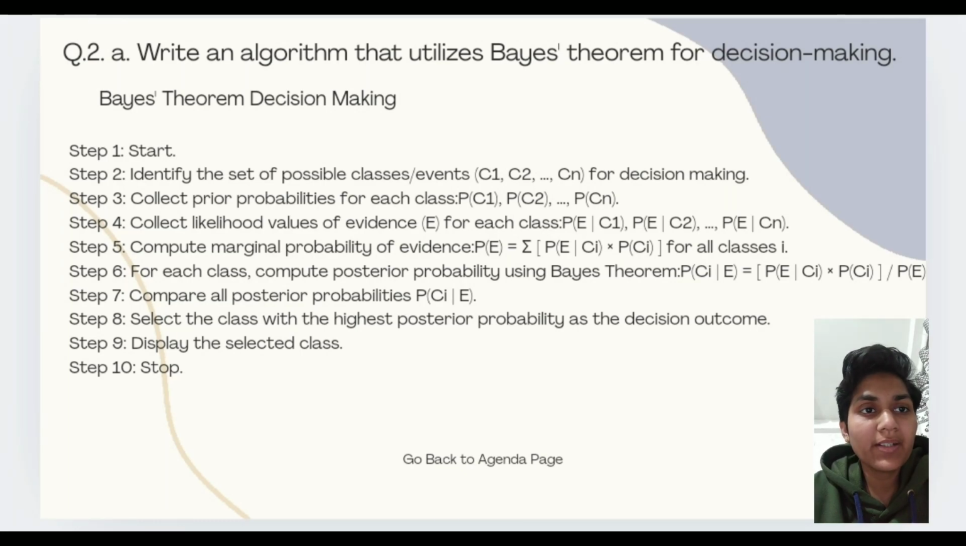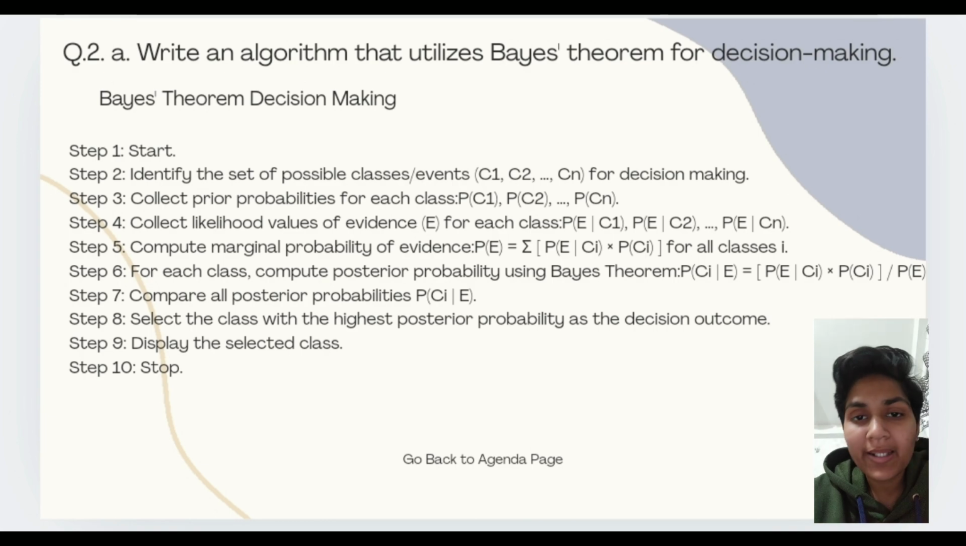So question second is: write an algorithm that utilizes Bayes theorem for decision making. So the first step of the algorithm is start. Then second, identify the set of possible classes and events like C1, C2 to Cn for decision making. Third step, collect prior probabilities for each class: probability of C1, probability of C2 to probability of Cn.